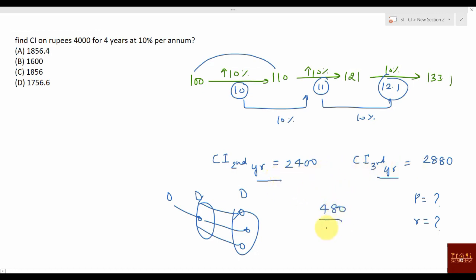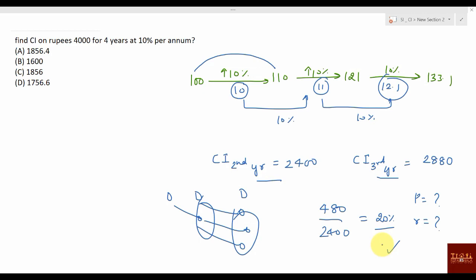480 divided by 2400. What is this? That is 20%. So what is your rate of interest? 20%. This is the answer. Clear? I hope you don't have any issue here. So the rate of interest is 20%.